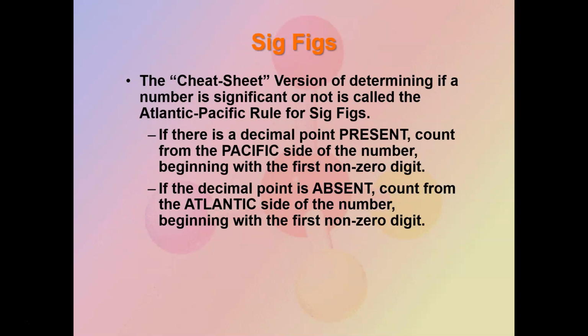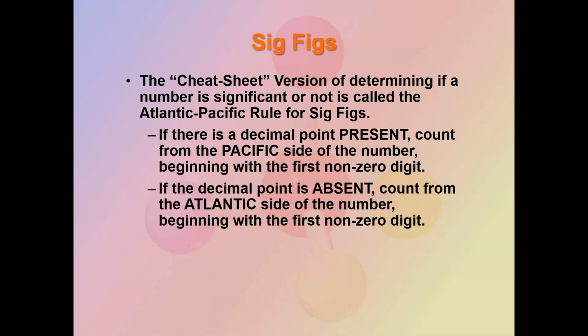However, there is what I call the cheat sheet version of determining if a number is significant or not. And I often call it the Atlantic Pacific way of doing it. So I want you to visualize the United States. Think about the United States in your head. We live on the far right side of the country, on the Atlantic Ocean side. On the other side of the country, on the far left side if you're thinking about a map, we have the Pacific Ocean.